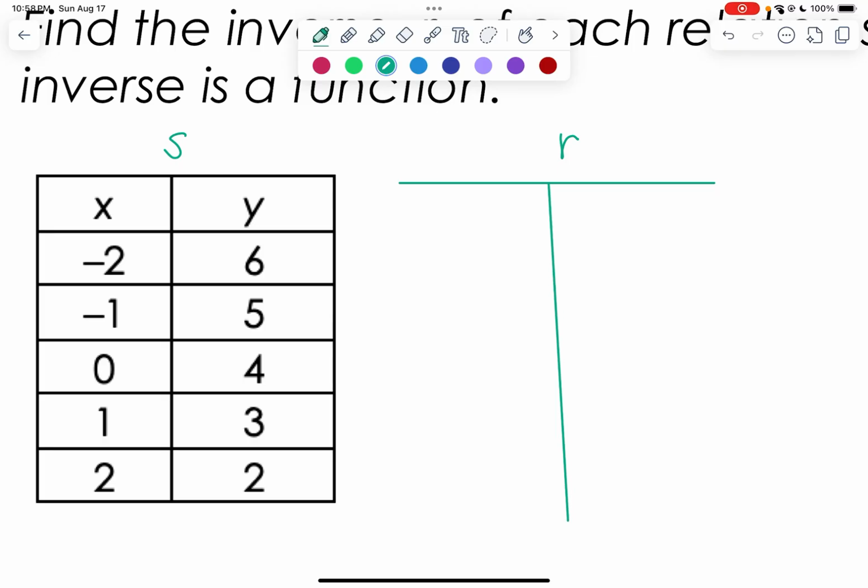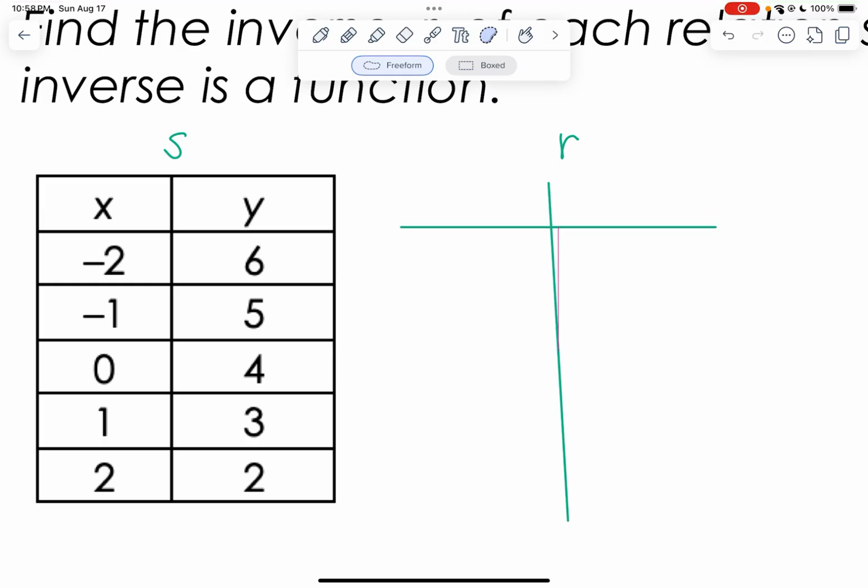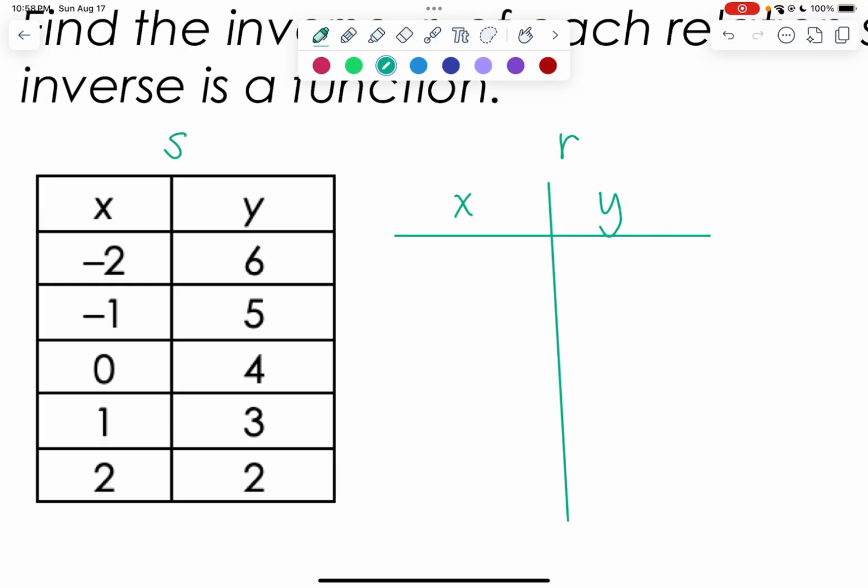So if my original function has (-2, 6), let's label this x and y, then that means our inverse function should have (6, -2). And if our original function has (-1, 5), then our inverse function should have (5, -1). And if our original function has (0, 4), then the inverse should have (4, 0). The inverse would have (3, 1), and the inverse would have (2, 2).